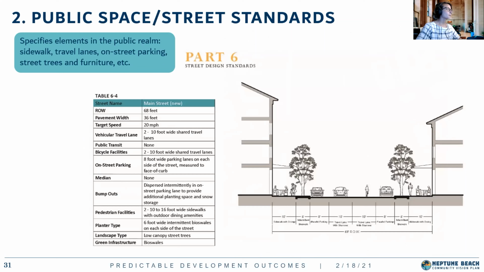Here's an example of some of the public space street standards you might find in a form-based code. Here's a typical street section, and there's a corresponding table with specific standards on how wide the travel lanes should be, how wide the bioswales or planting areas should be between sidewalk dining areas and parked cars or travel lanes. Again, we can get into a lot of specificity with how we want public spaces and streets to look.